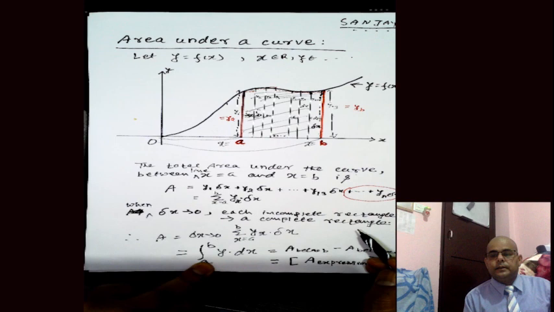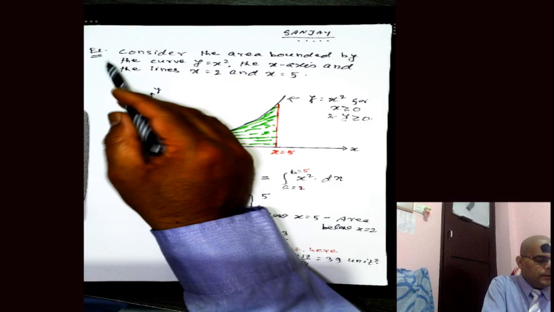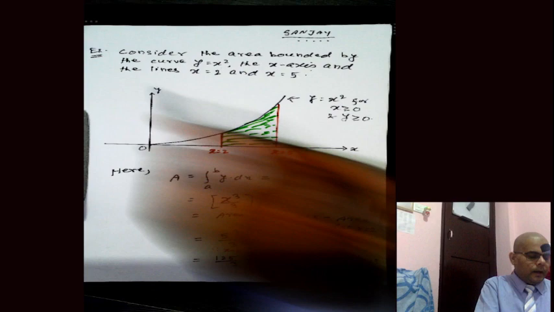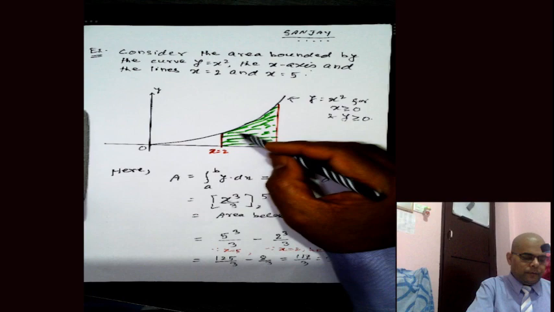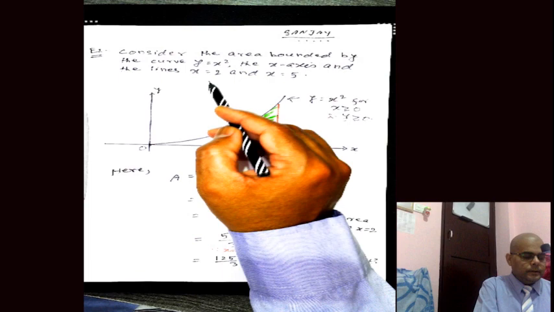Let's apply that to see how the area under a curve can be found. So let's consider an example like this. This example states: consider the area bounded by the curve y equal to x square, the x-axis, and the lines x equals 2 and x equals 5. So you have to find this shaded region's area. What you can do is integrate this function y equal to x square between x equals 2 and x equals 5.